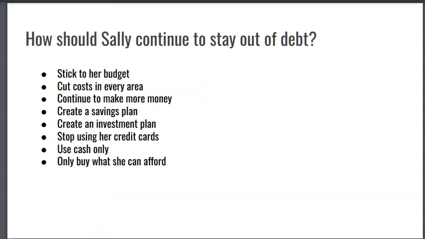And then a final branch could be how Sally could stay out of debt. She could stick to her budget, she could cut costs, she can continue to make more money, she should create a savings plan, an investment plan, stop using her credit cards altogether and only use cash, and then maybe only buy what she can afford.